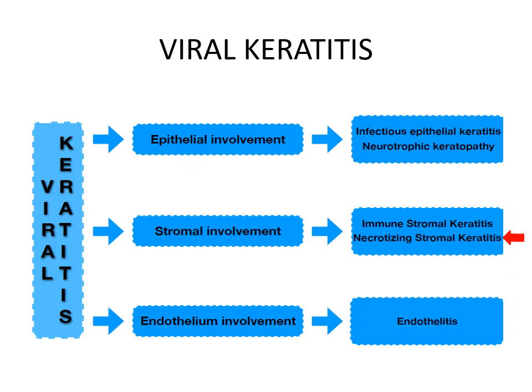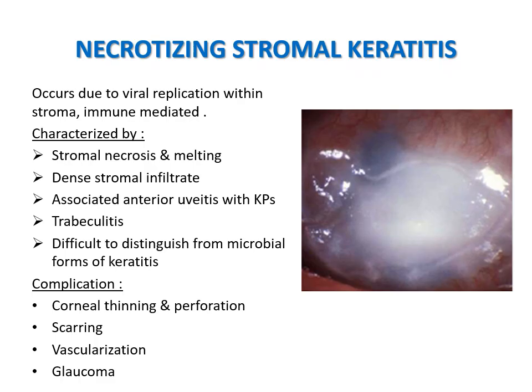Next, we have necrotizing stromal keratitis. Now, here again, necrotizing because there is an active virus in the stroma. So this is because of viral replication in the stroma, and also it can be immune mediated. Both things are there. So it is characterized by stromal necrosis, melting, a dense infiltrate, a dense anterior uveitis with a lot of KPs, and KPs and inflammatory cells infiltrate the trabecular meshwork, clog it, they cause trabeculitis and result in secondary glaucoma.